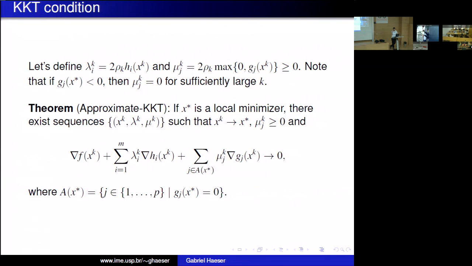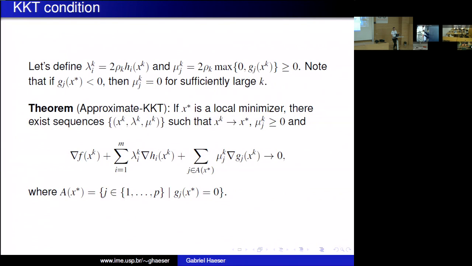Even if I can't take the limit here and I don't get a KKT point in the limit, the existence of these sequences is a necessary optimality condition. So I studied these conditions during my PhD, and we were able to prove that these are in fact good optimality conditions, because it's easy to define any optimality condition.